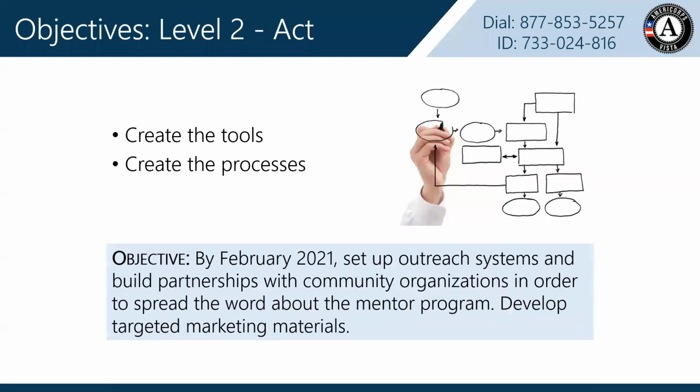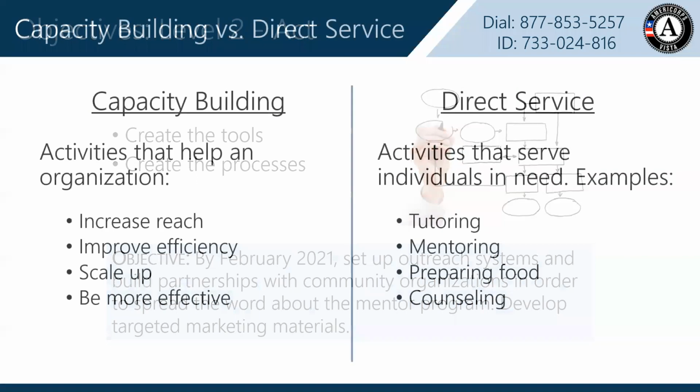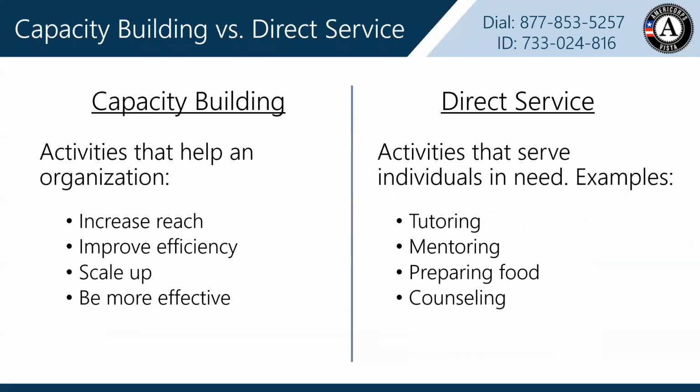On the screen, you're going to see an example of a level 2 objective from our sample VAD. Note all of these activities are capacity building, not direct service. We're saying on here, by February 2021, set up outreach systems and build partnerships with community organizations in order to spread the word about mentor programs, develop targeted marketing materials. I mentioned the capacity building component, not direct service, so that we can really think about what we're putting in place. On the next slide, we're going to show the difference between those.